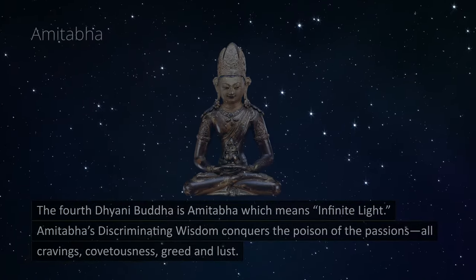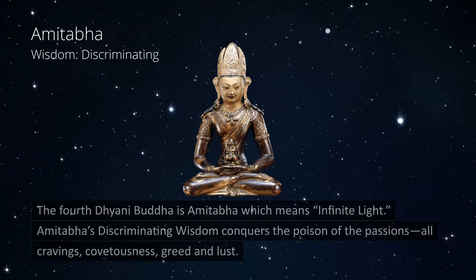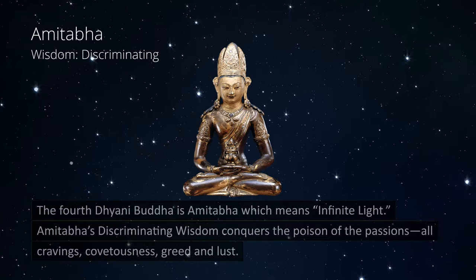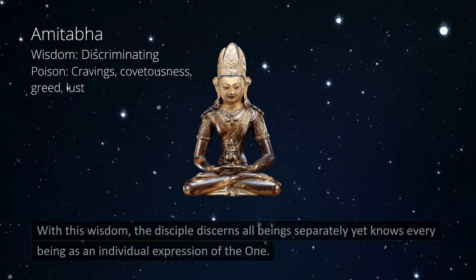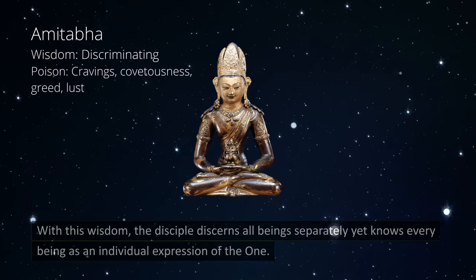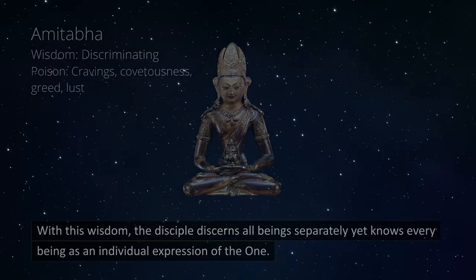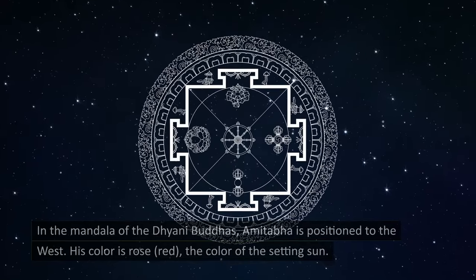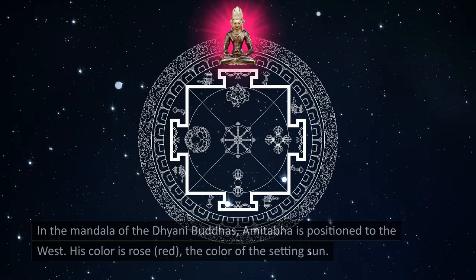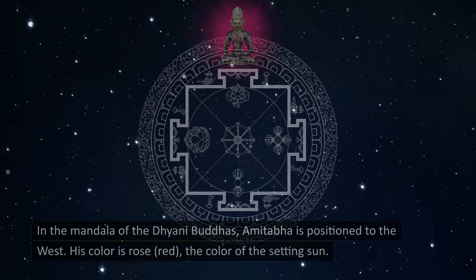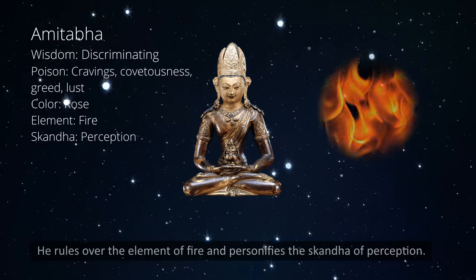The fourth Dhyani Buddha is Amitabha, which means infinite light. Amitabha's discriminating wisdom conquers the poison of the passions, all cravings, covetousness, greed, and lust. With this wisdom, the disciple discerns all beings separately, yet knows every being as an individual expression of the One. In the mandala of the Dhyani Buddhas, Amitabha is positioned to the west. His color is rose red, the color of the setting sun. He rules over the element of fire and personifies the candor of perception.